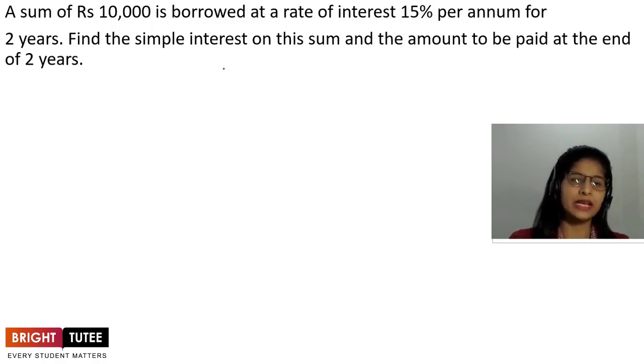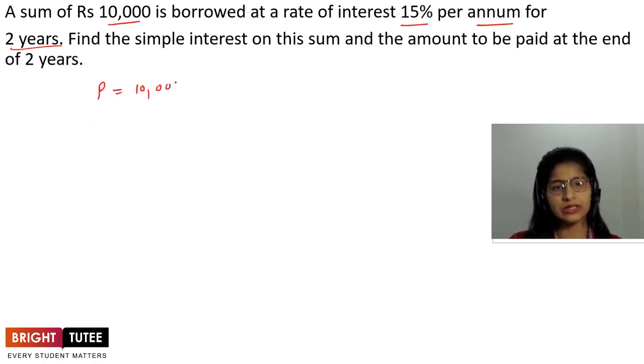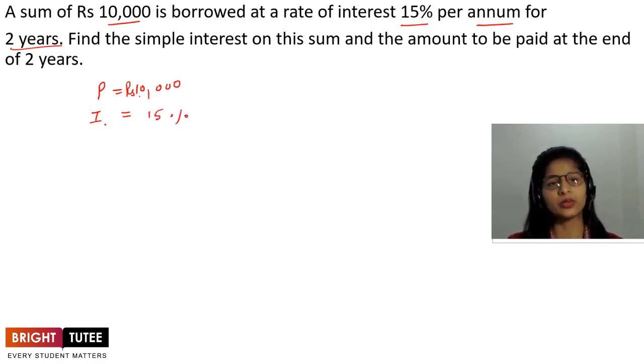It is saying a sum of rupees 10,000 is borrowed at the rate of 15% per annum for 2 years. What is the sum given? 10,000. So principal is equal to 10,000. I'll write rupees 10,000. Interest rate is 15% per annum. How much time is given? 2 years. We have to find the simple interest on this sum.